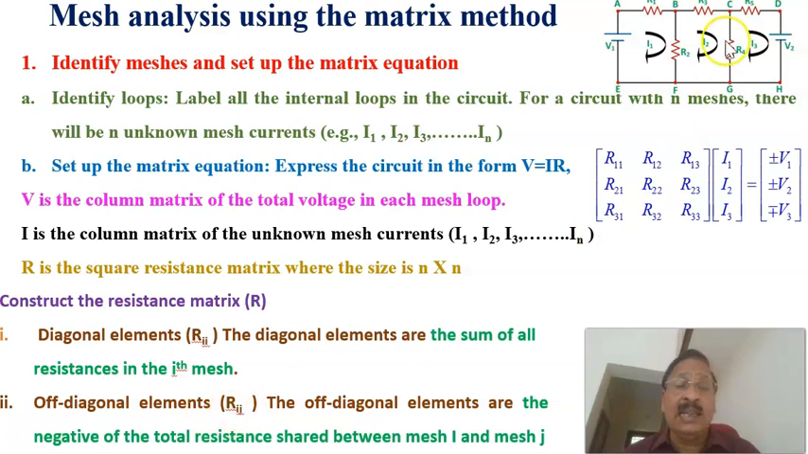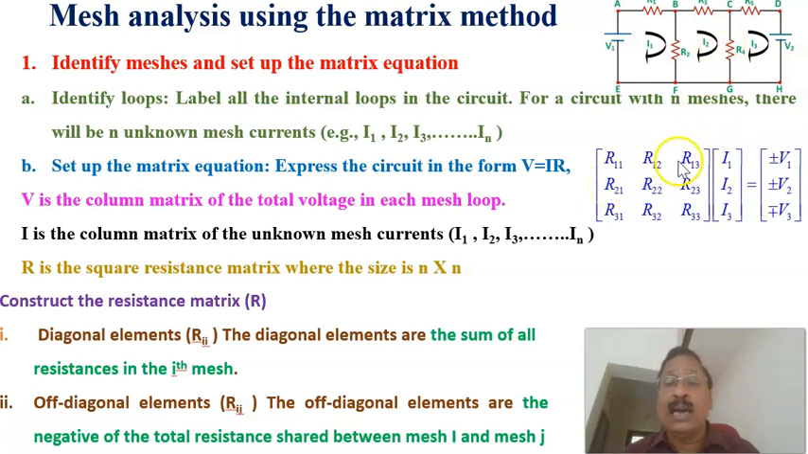Then the off diagonal elements, for example Rij, are the negative of the total resistance shared between mesh i and mesh j. For example, R12 is equal to what is shared by the first and second mesh, that is this element, and we take the negative of that, so this is equal to minus R2. Similarly, R21 is the same as R12, the resistance shared between meshes 1 and 2, which is R2. The negative of that, therefore minus R2 here also.